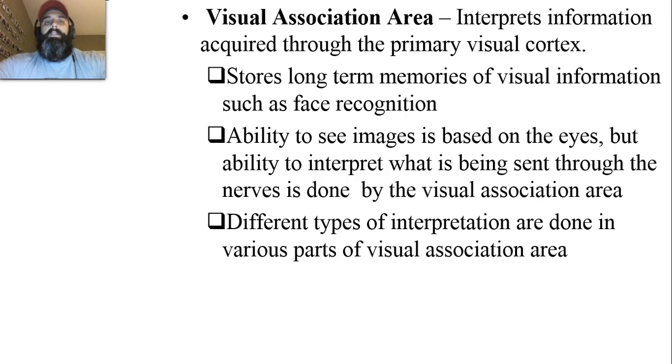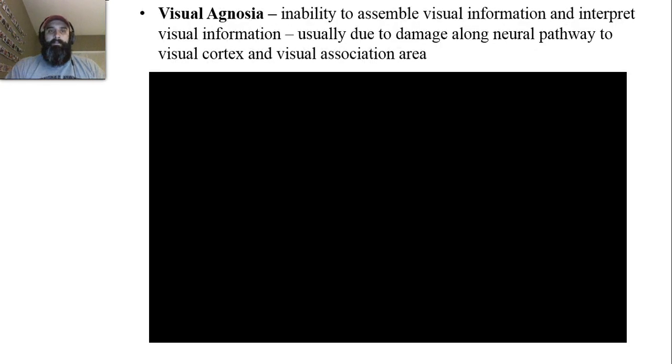What it also does is it allows you to see images based on the eyes, but it allows you to interpret what's being sent through the nerves. So different types of interpretation are done in different parts of the visual association area. And I actually have a video showing a different type of visual impairment. It doesn't have to do with the eyes, but what it actually has to do with is when it's routed to the brain, a mishap goes on and you actually end up with certain impairments.